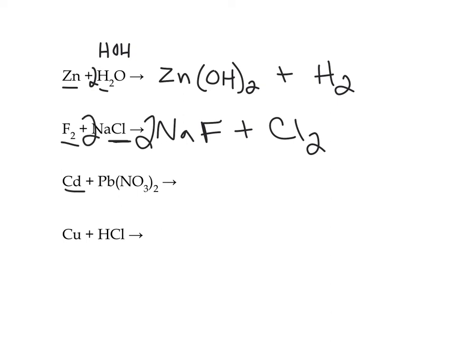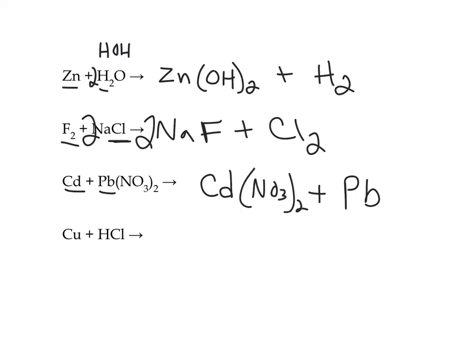Next one, cadmium's a metal, so it's going to try to kick out iron. Is cadmium higher on the list than iron? Yes. So iron gets kicked out, and cadmium bonds with nitrate. And I have to cross the charges still. And there we go. Last one, copper is a metal, so it's going to try to kick out the hydrogen. I check my activity series, and copper is not higher, so in this one, no reaction would take place.